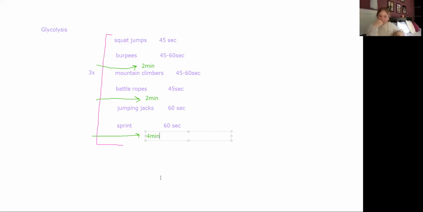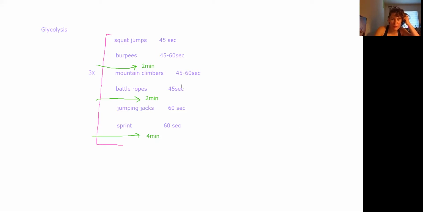Okay, so you have 45 seconds of squat jumps followed by 45 to 60 seconds of burpees. You have 2 minutes of rest. 45 second mountain climbers, 45 second battle rope, 2 minutes of rest, 60 seconds of jumping jacks, a 60-second sprint, 4 minutes rest before we start again. Is everybody okay with this? Does anybody want to change or add anything? No?